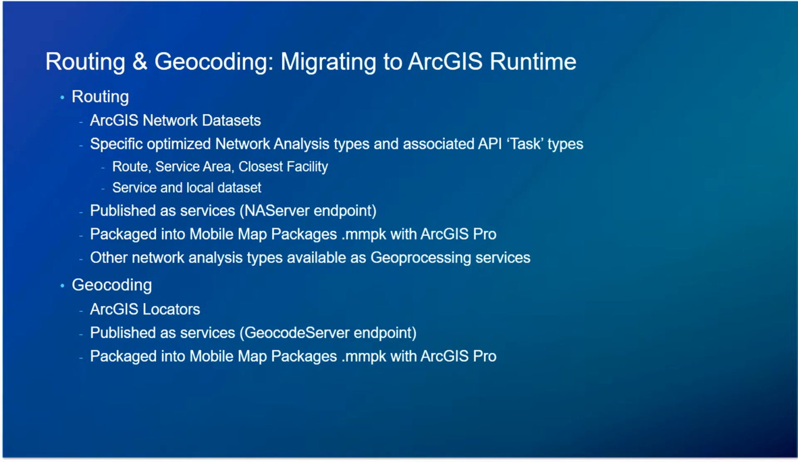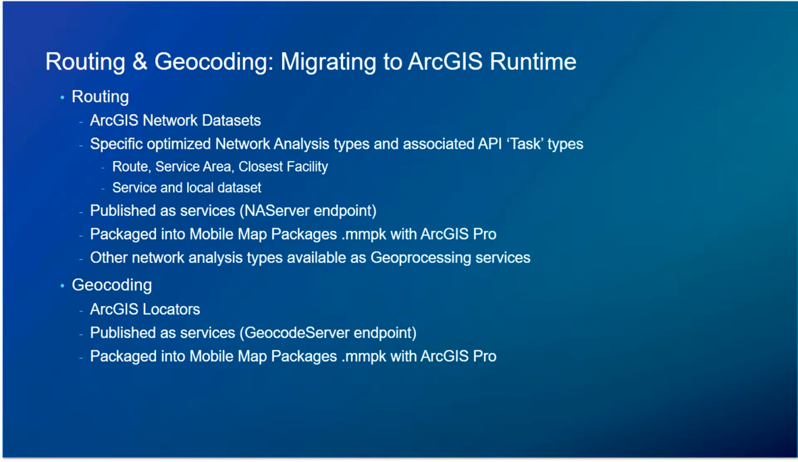Talking about migrating those concepts to ArcGIS Runtime then, routing still works on an ArcGIS network dataset. It's either operating in the context of a service, so a service that you can publish or that Esri are hosting online. And these are specific optimized network analysis types or services. So routing, service area, and closest facility. And there are corresponding task classes within the API. So there's a route task, service area task, and closest facility task.